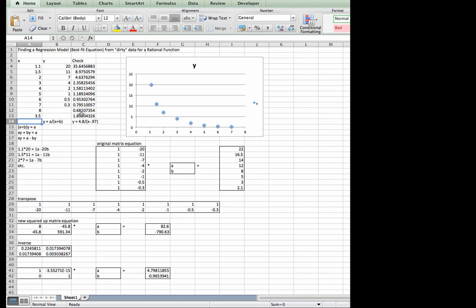So this is what we would expect from our regression formula. That's how to do a regression model, find a best fit equation for a rational function.